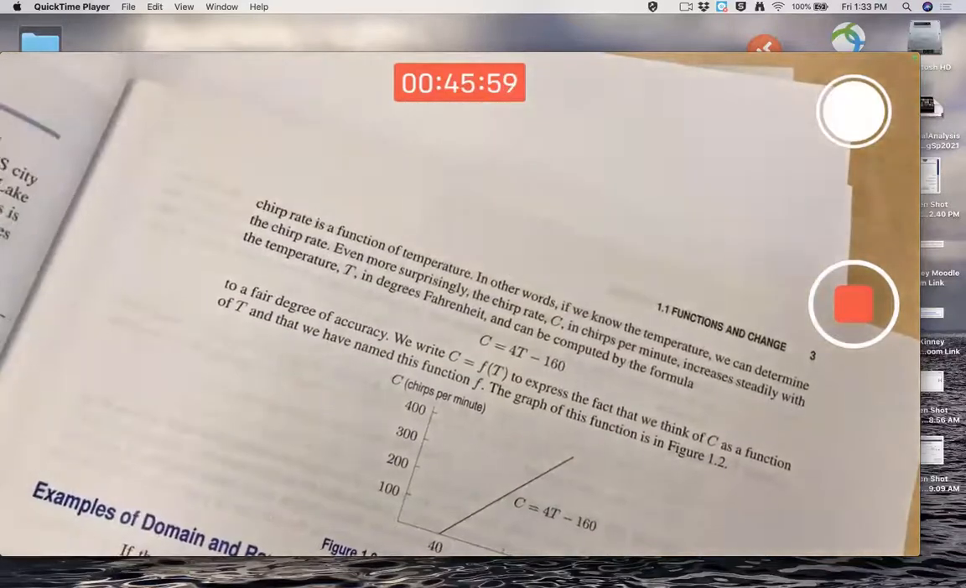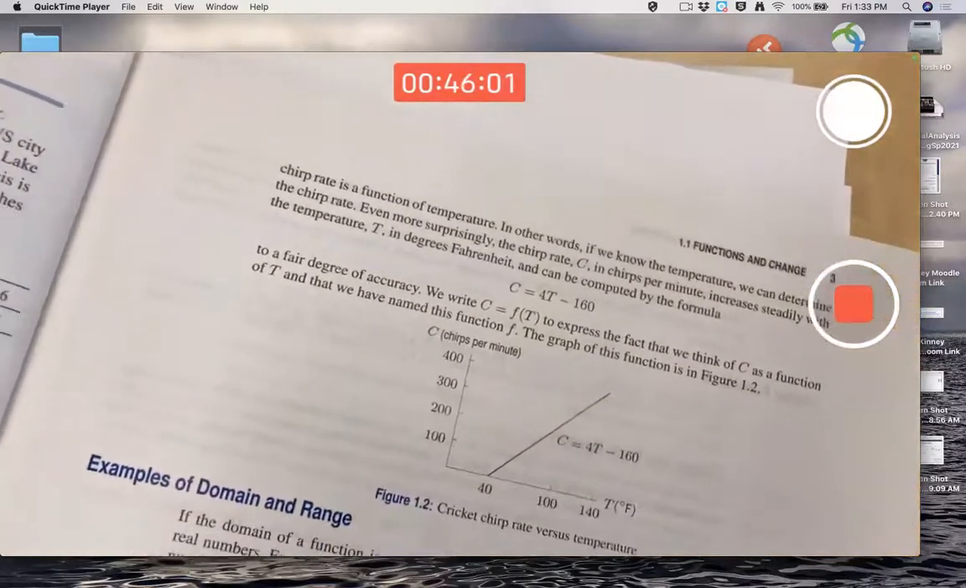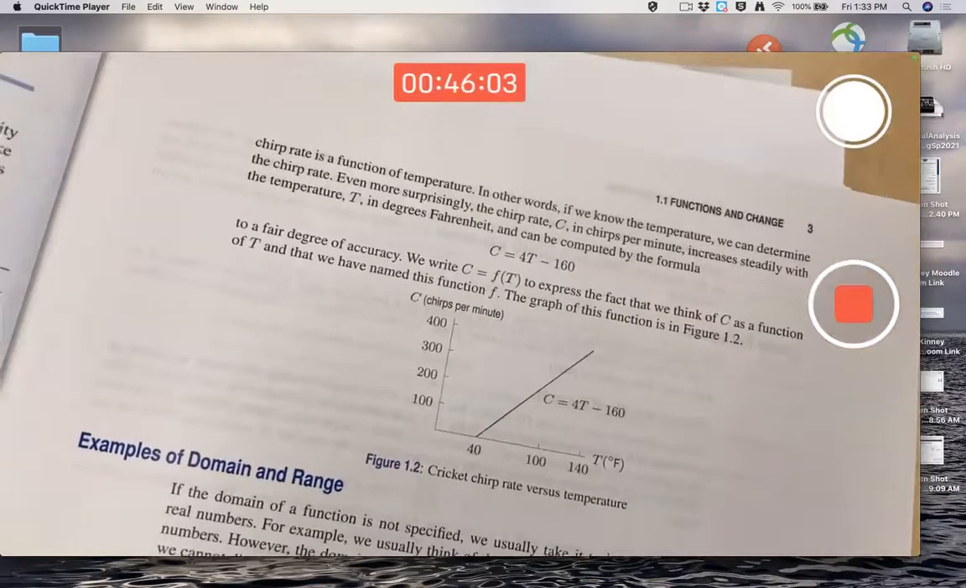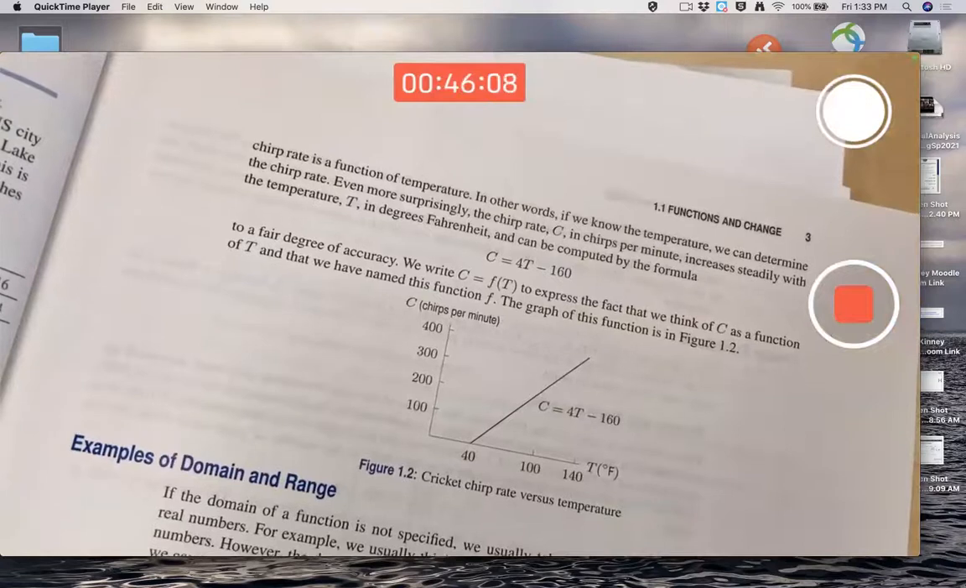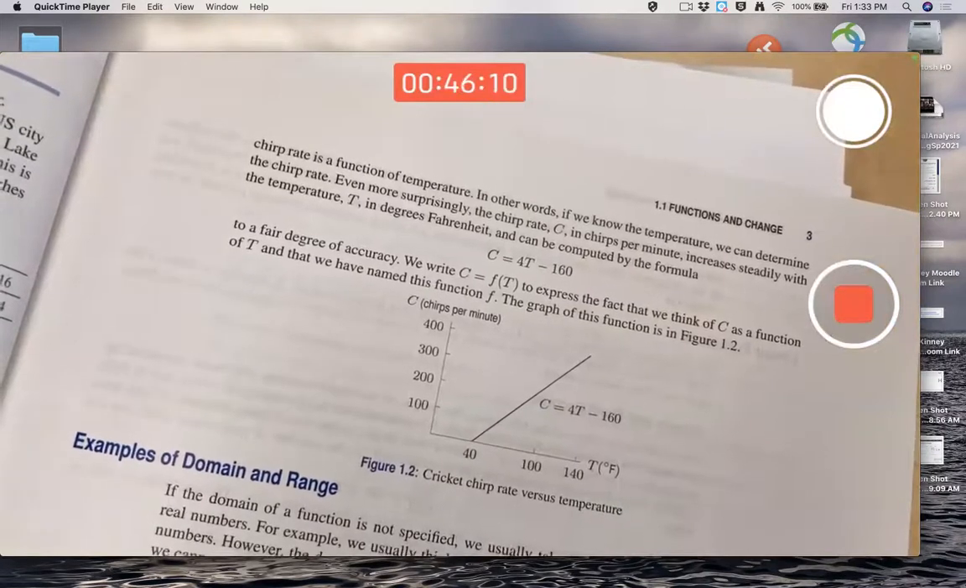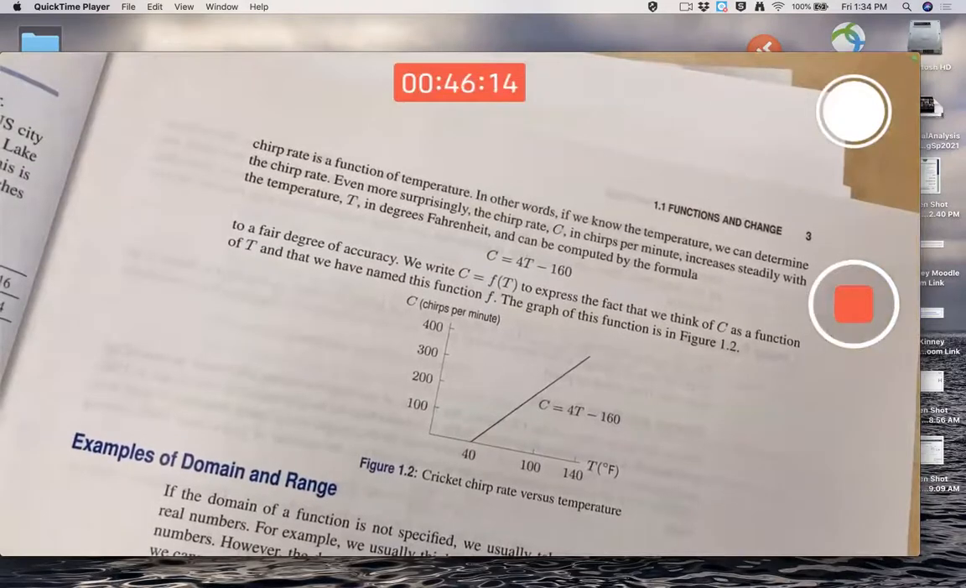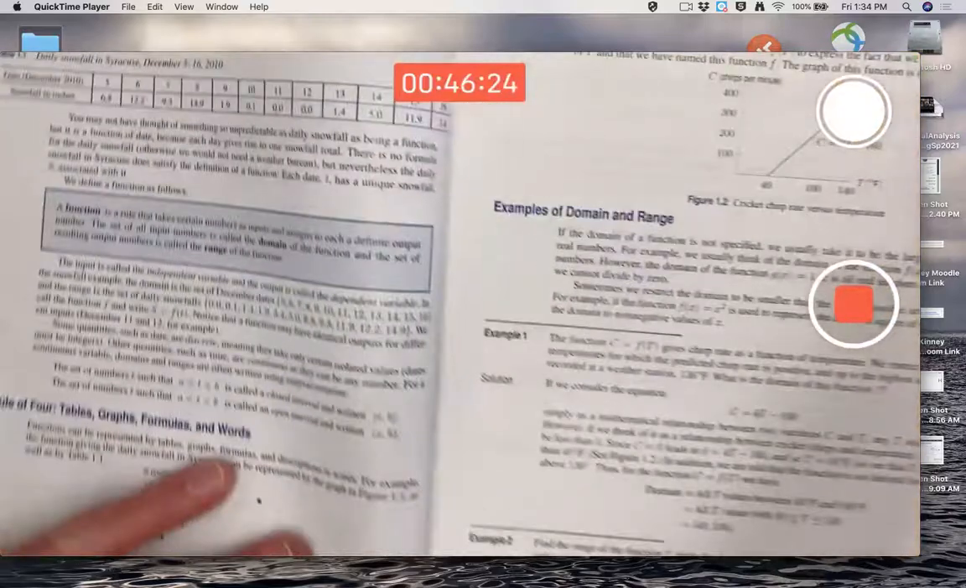Functions and change, including linear functions whose graphs are straight lines, like this one here. Including knowing slope and intercept and being able to find equations of lines and interpreting slopes as rates of change. Domain and range, being able to understand that graphically and symbolically. Those are all things highlighted in section 1.1.